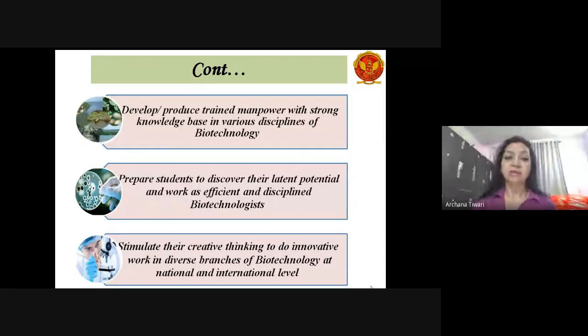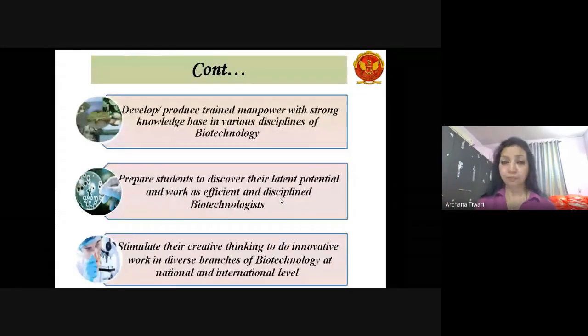Number one, develop or produce trained manpower with strong knowledge base in various disciplines of biotechnology. The second objective of the School of Biotechnology is to prepare students to discover their latent potential and work as efficient and disciplined biotechnologists. Third is to stimulate their creative thinking to do innovative work in diverse branches of biotechnology at their potential, which is required, or that is the need of the hour for the society also.